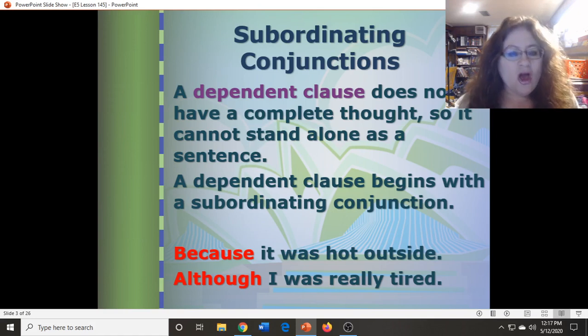Here's another one. Although I was really tired. It has a subject and verb, I was. But it is dependent. It cannot stand alone. It is not a complete sentence. Although I was really tired. You don't know what happened, although I was really tired. So, these are dependent clauses, and they start with a subordinating conjunction.